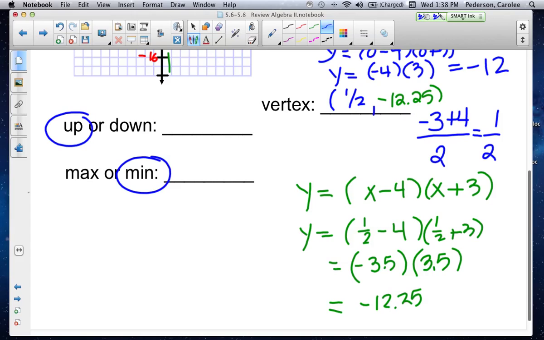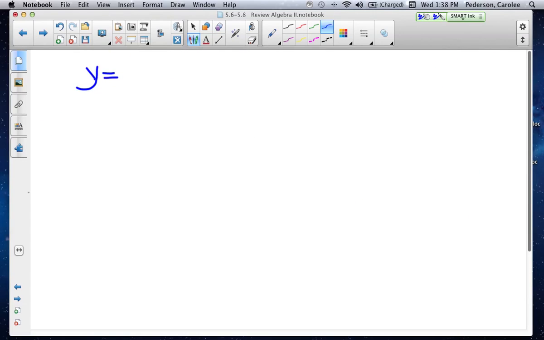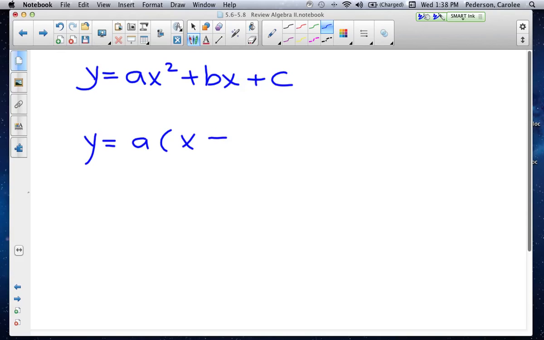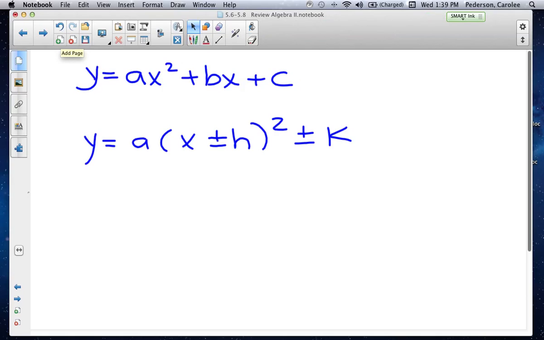Now there are 2 other forms, remember, of quadratics. There is still this form, where we have y equals ax squared plus bx plus c, that's standard. And then we have this form, y equals a times x plus or minus h squared plus or minus k. What's that form? Vertex? Vertex. Okay. I'm going to stop the recording there because we're at about 10 minutes, and then we'll do some more problems.